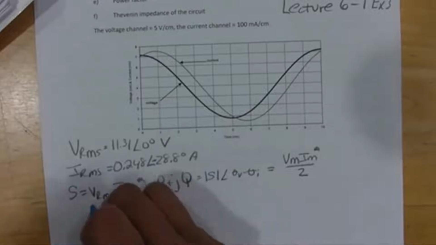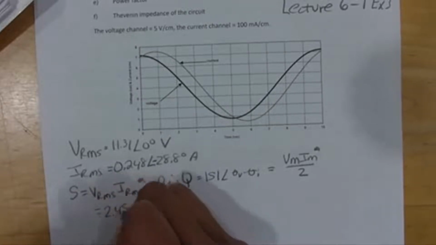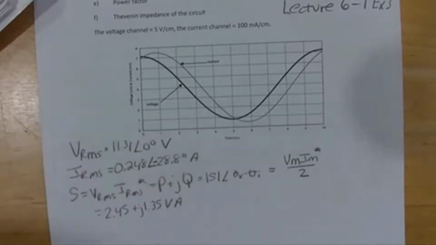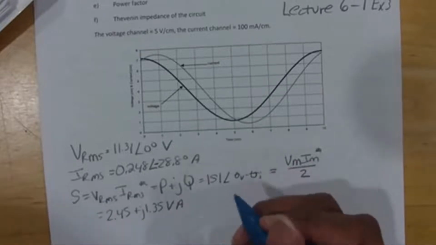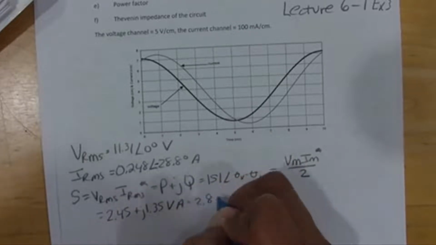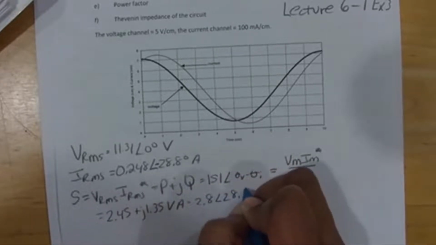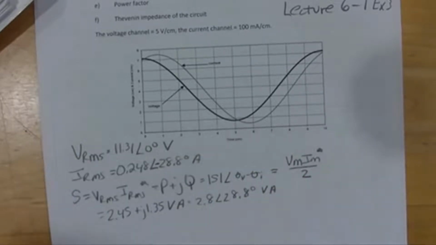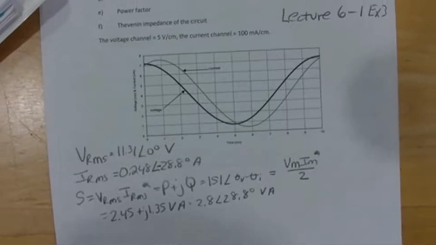I have 2.45 plus J 1.35 volt amperes. Did anyone get that? In polar form, I have 2.8 with an angle of 28.8 degrees. Did anyone get it in that form? So that gives me the answer to the first 4 values.